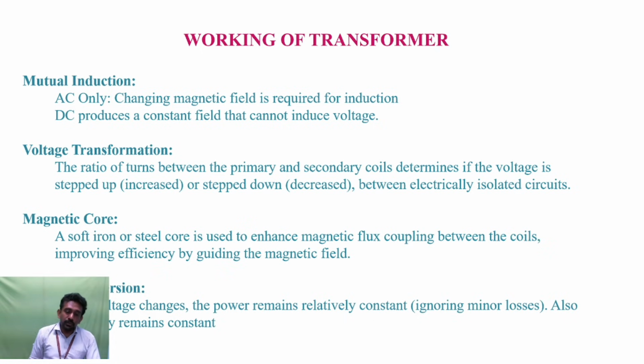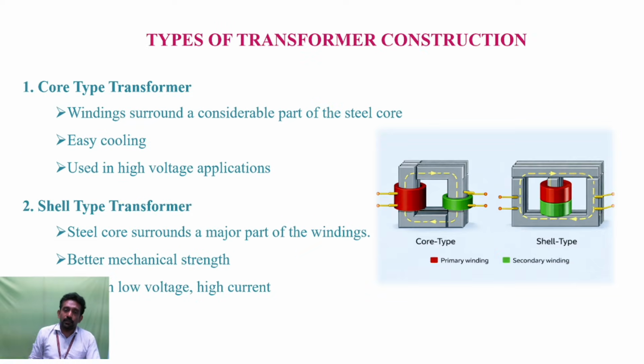And energy conversion. The conversion of energy is basically attained by maintaining constant power, because apart from minor losses, the power remains relatively constant in the energy conversion process. Also, the frequency remains constant. That is one of the important points of consideration in the working of a transformer.